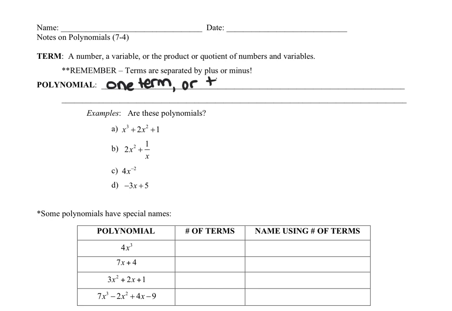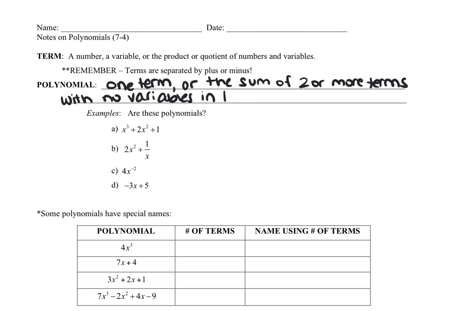or the sum of two or more terms with no variables in the denominator. So again, it's one term or the sum of two or more terms as long as there's no variables in the denominator. So when they're asking, are these polynomials, we can look at each term and then determine if it is called a polynomial in general as long as there's no variables in the denominator.